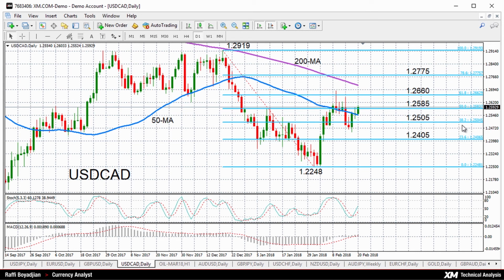That's the 38.2% Fibonacci retracement. Below that, just above the 1.24 handle, we've got the 23.6% Fibonacci retracement. A drop below that would then open the way towards that 4-month low, 1.2248, we saw back in January.